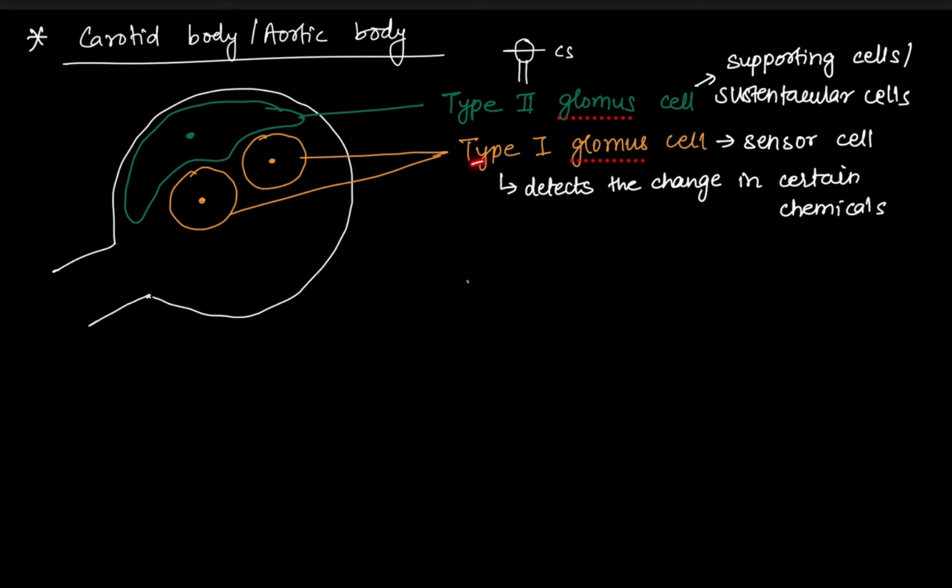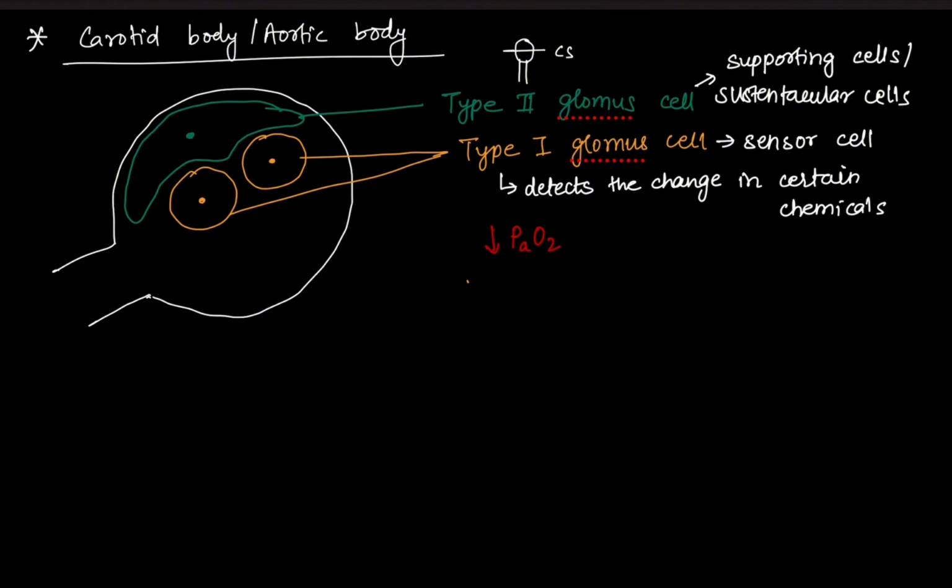Now I've told you that the type 1 glomus cell is mainly responsible for detecting the change in certain chemicals. What are these chemicals? What change do they detect? One thing they detect is a decrease in the arterial partial pressure of oxygen. If there is a decrease in the partial pressure of oxygen in the arterial blood, that is detected by the type 1 glomus cell.